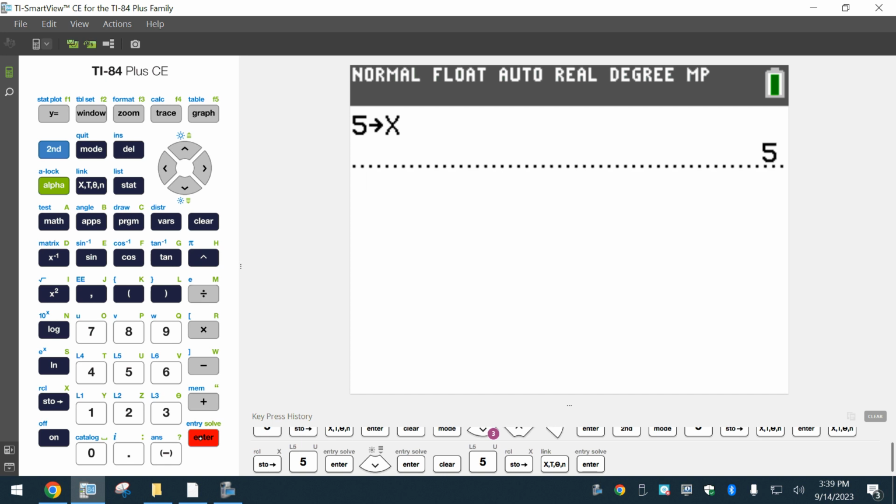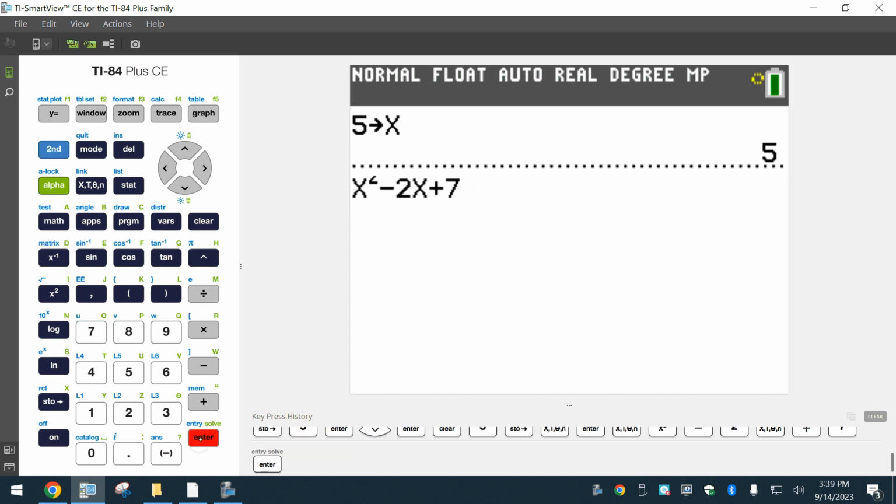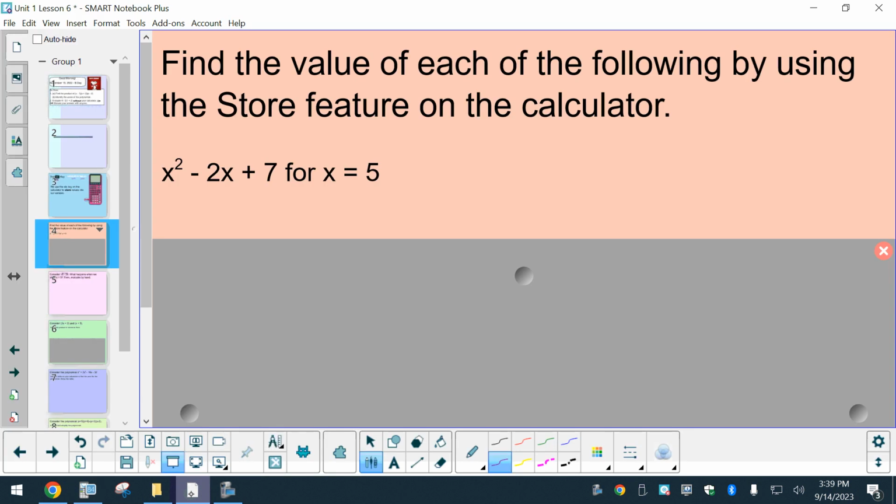So now what's kind of cool about this is you can just type in what you see. So you would hit the x key, the squared. You see that x squared comes up, minus 2x. Make sure you don't use the negative key, plus 7. So you make sure you have the trinomial correct, hit enter, and you'll see that you got 22 for that. So if I go back, this one's just going to be equal to 22.